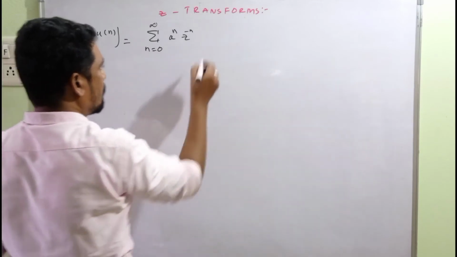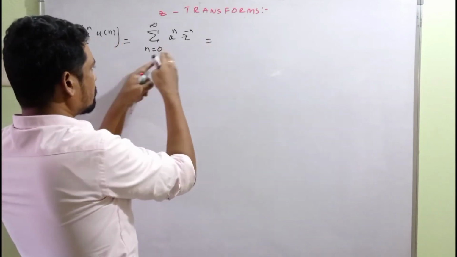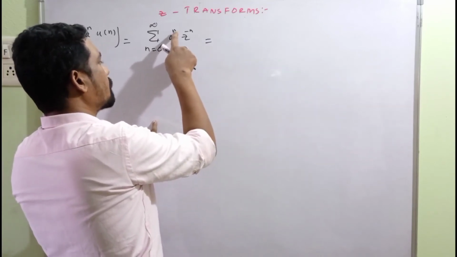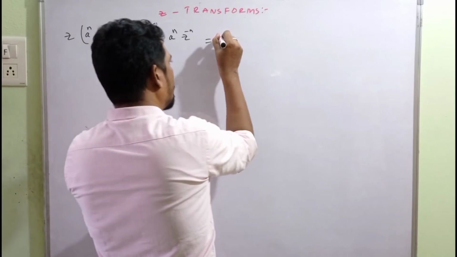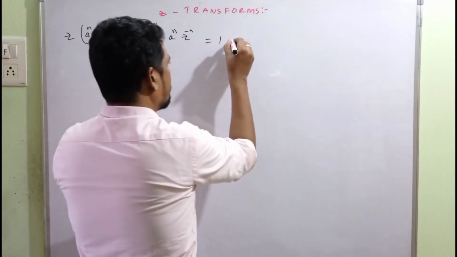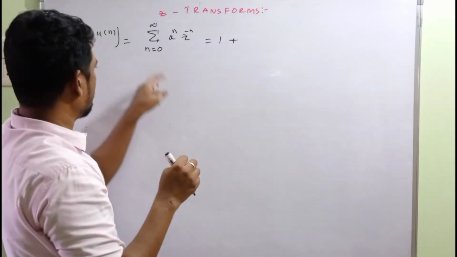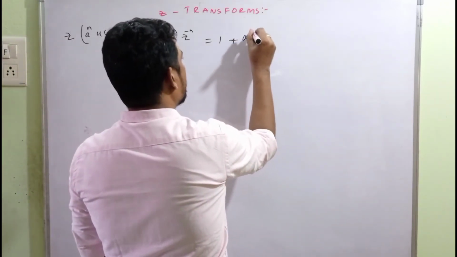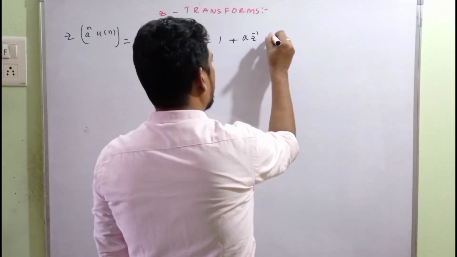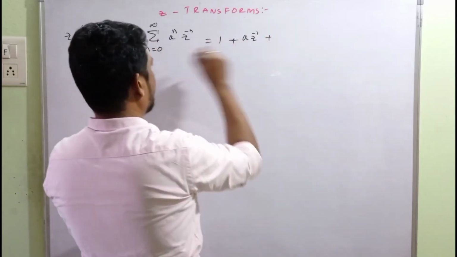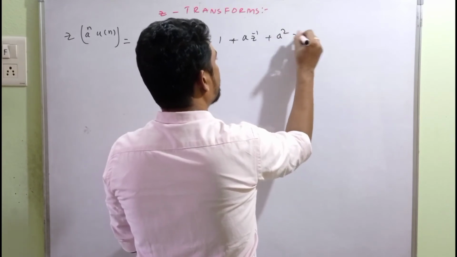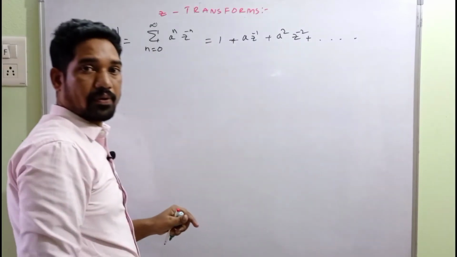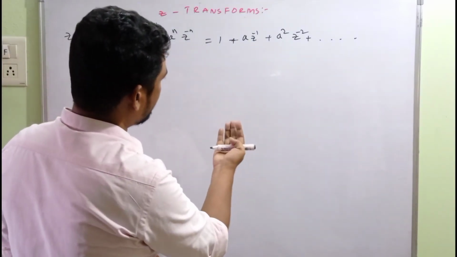According to the definition. Now how to spread the summation? It starts from n equal to 0. When n equal to 0, a raised to 0, z raised to 0, that will be 1. So the first term will be 1. And what else? The next is n equal to 1, right? So that will be a z raised to minus 1. What is the second one? It's a raised to 1, so that's okay. And the third one is a square z raised to minus 2, plus dot dot dot, it extends up to infinity, right?